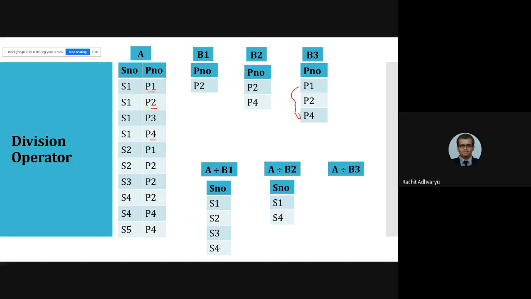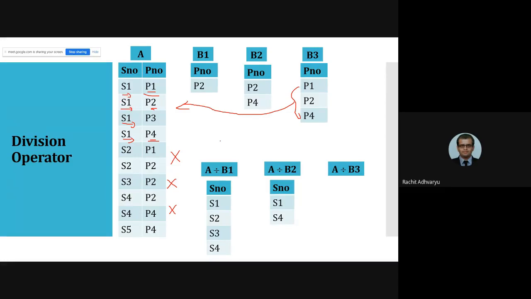Right. So we are comparing all these values with each of the tuples. So P1, P2, P4 is available in S1, but in S2, only P1, P2 is available, P4 is not available. So we are not considering this. In S3, only P2 is available, but P1 and P4 are not available. So again, we are not going to consider this. Then in S4, P2 and P4 are available, but P1 is not available. So all three are available only with S1. So we are going to consider only S1 as an output, right?